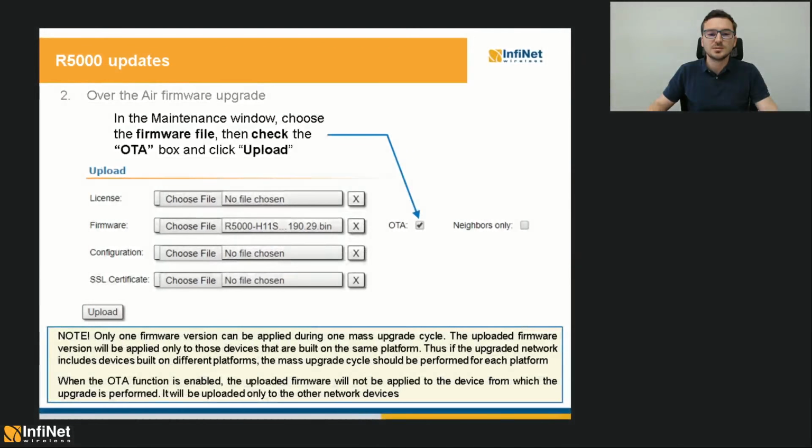In case you have multiple hardware platforms in your network, you must perform the mass upgrade for each platform in turns. Again, this can be done from any Infinet unit in your network as long as you have a single MINT area, and it is also important to mention that the firmware will not be applied to the local unit from which the upgrade is being initiated. It will be installed only on other units in the network.